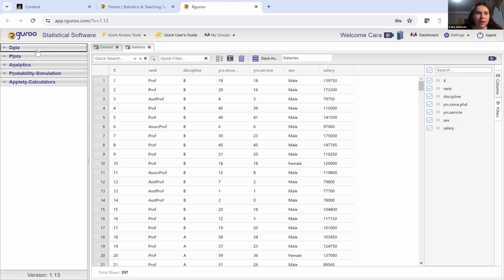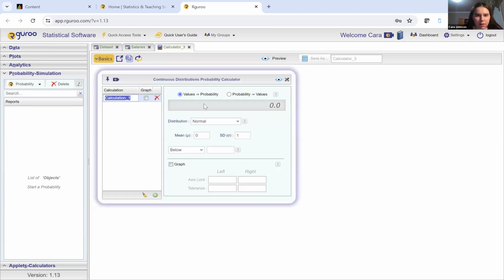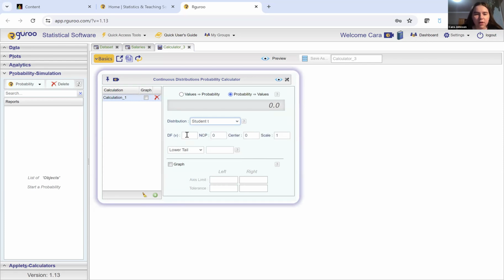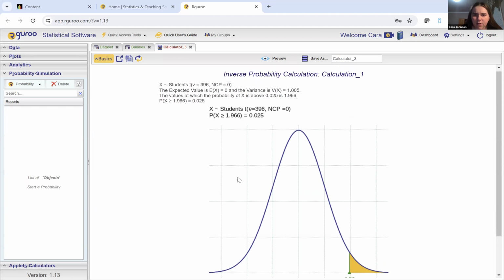Now, to get the t value, you can go to probability simulation, probability, probability calculator, continuous. Probability values, since you're looking for a t value, you're going to change it to the student t distribution. My degrees of freedom were 396, and then the alpha over 2 goes in here as an upper tail. Check the graph box, and then hit the eyeball. So my t value is 1.966, and you can take a screenshot of this and put it into the document.